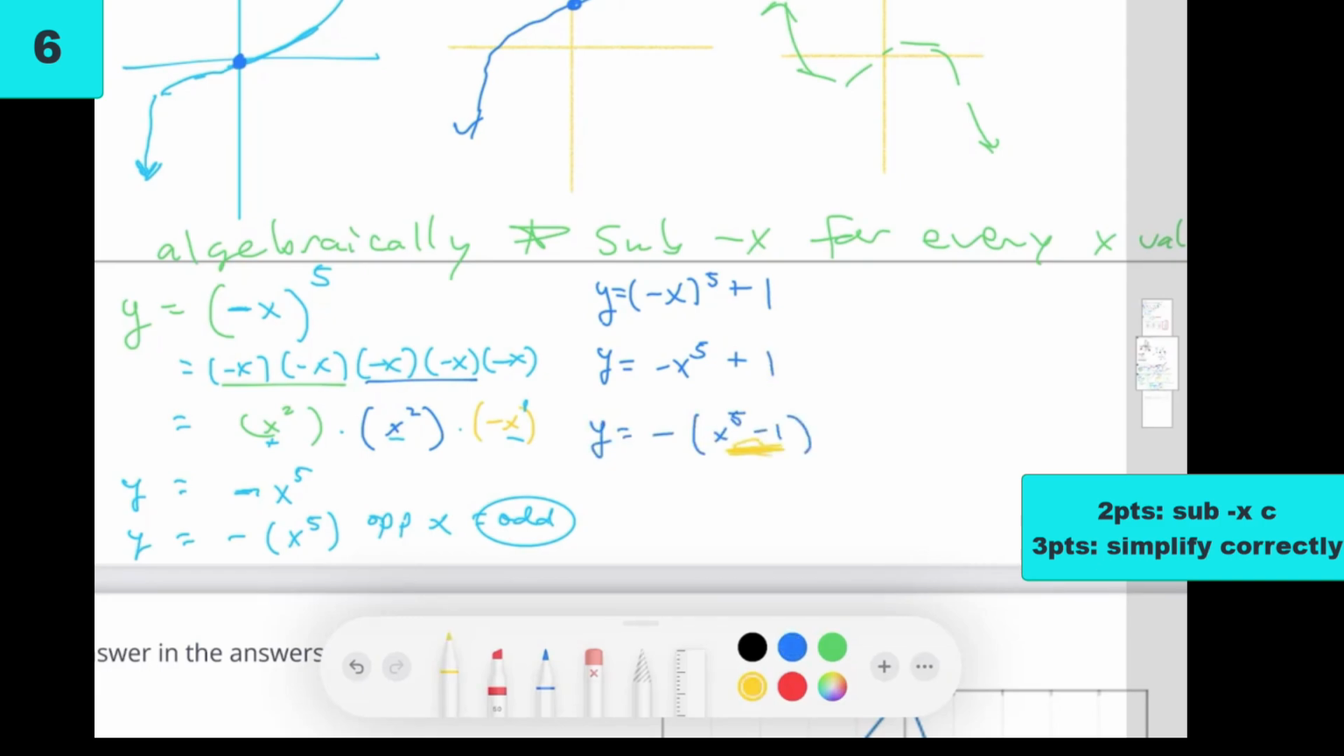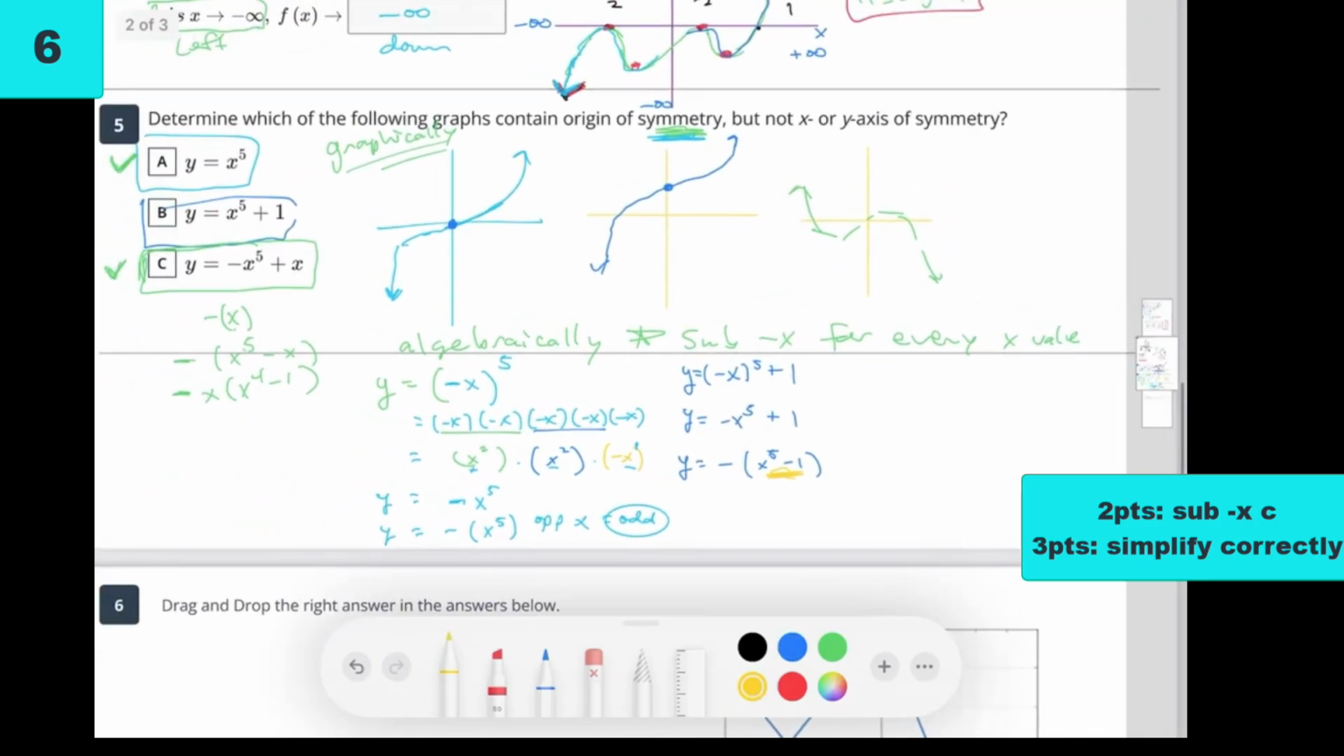Is here in yellow the original? Is that the original there? It's not, and so the answer for this one would be neither.